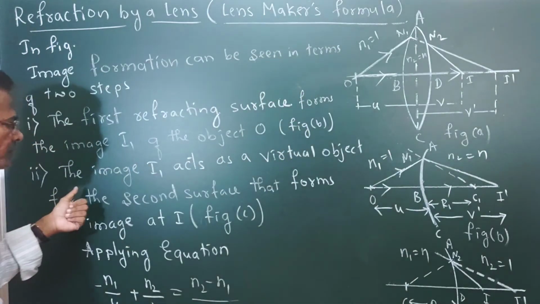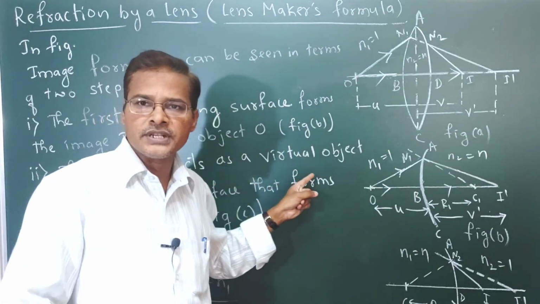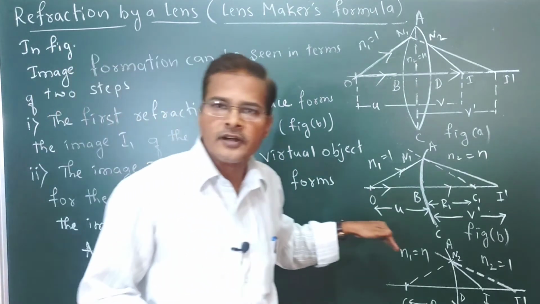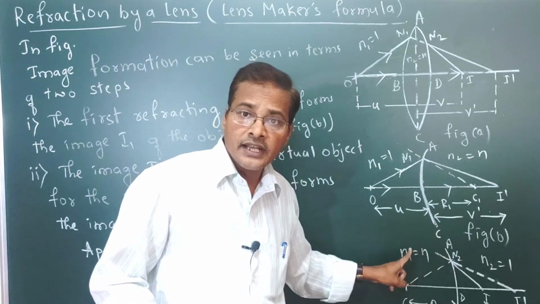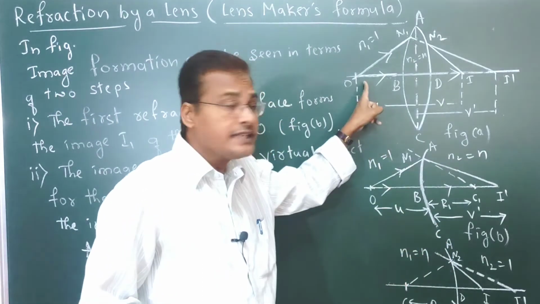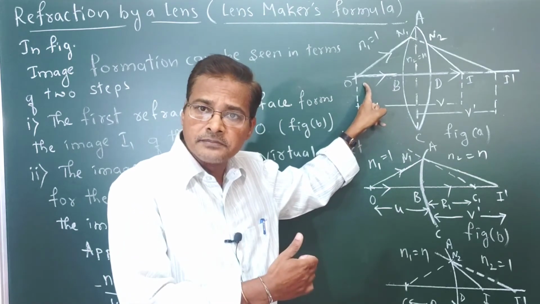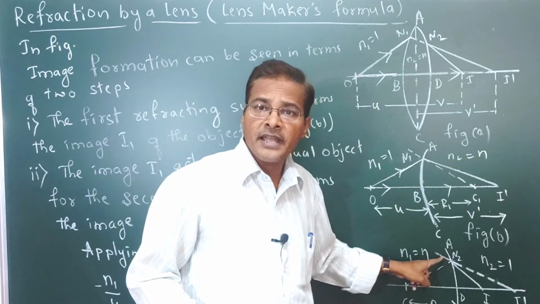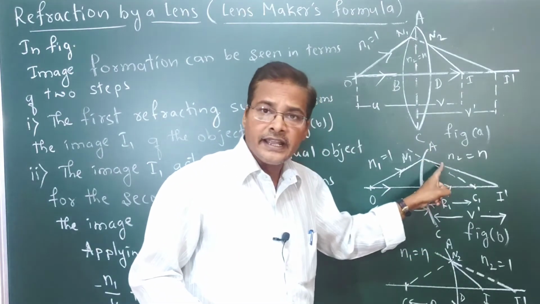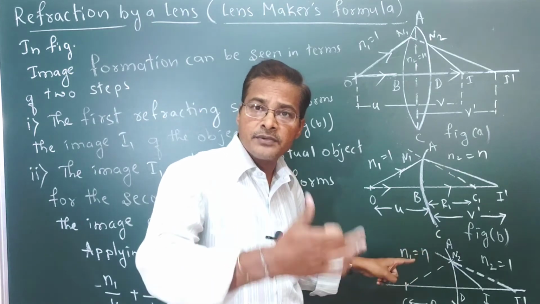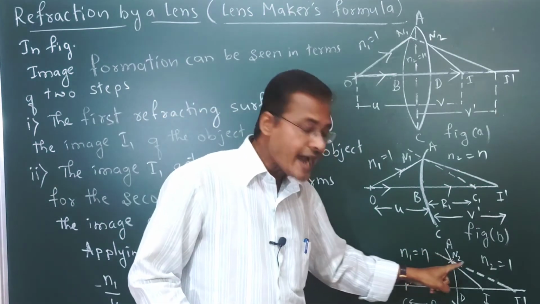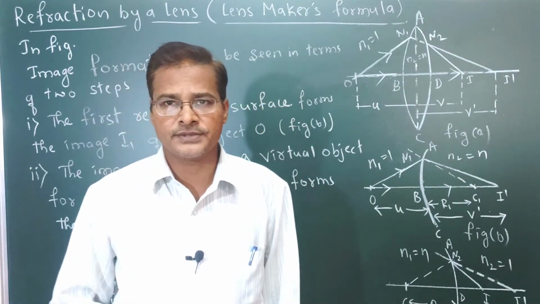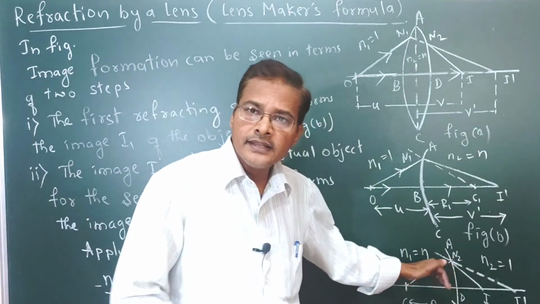Next, the image I1 acts as a virtual object. I already explained that. It behaves like a ray traveling from the denser medium to the rarer medium. Here the object is not there, the object is here, in the rarer medium. Because of the bending, the next step happens, so this will be the ray. When it travels from the denser medium to the rarer medium, this acts like a virtual object. Because of that, it will bend.